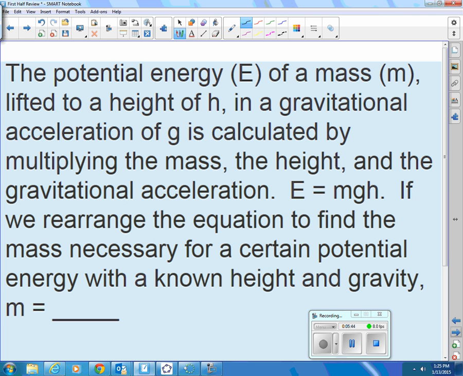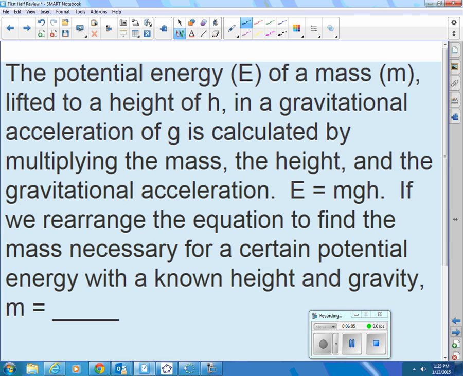The potential energy of a mass lifted to a height in gravitational acceleration of g is calculated by multiplying the mass, the height, and the gravitational acceleration. So the energy equals mass times gravity times height. If we rearrange the equation to find the mass necessary for a certain potential energy with a known height and gravity, the mass is equal to what?